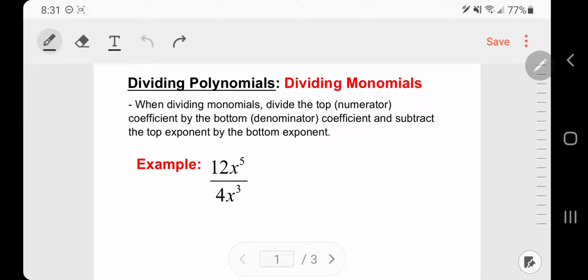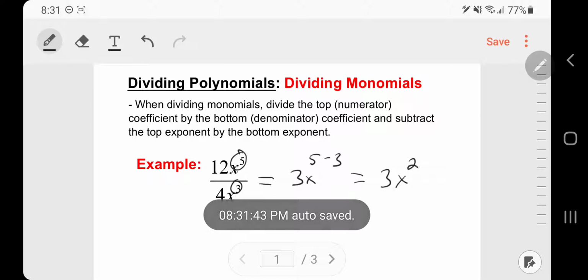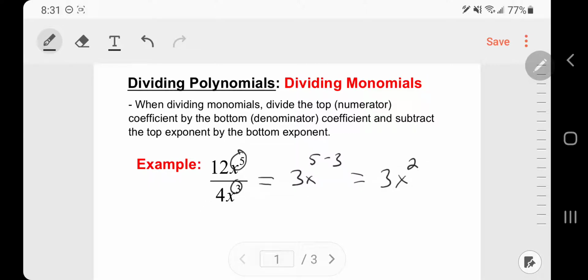The order does matter, especially when we get into positives and negatives for the exponents, so make sure it's always the top minus the bottom and the top divided by the bottom. All right, so taking a look at this example, we would do 12 divided by 4, which would give me 3, so that would be my new coefficient, and I would subtract the exponents, 5 minus 3, which would give me 3x squared. And that would be the final answer for this one.